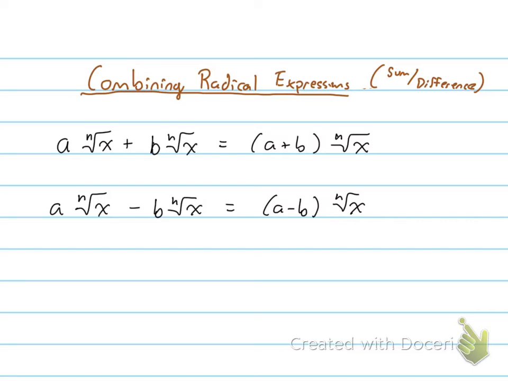Another important thing to note here is that what's inside the radical doesn't change at all. So a common mistake will be like if I saw the square root of 3 plus the square root of 2, it's important to realize that that does not equal the square root of 5. So I can't combine what's inside the radicals. I can just combine the coefficients or what's outside of them.